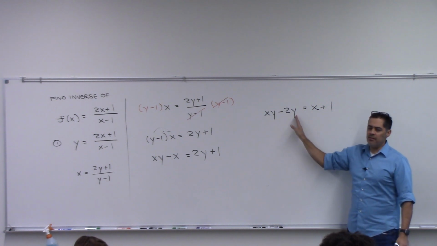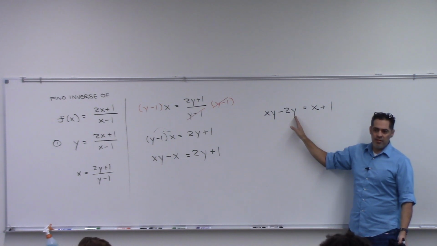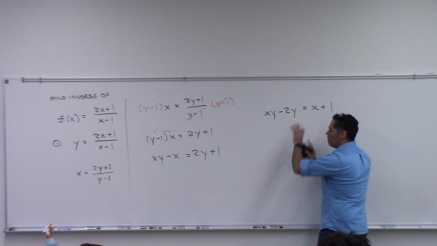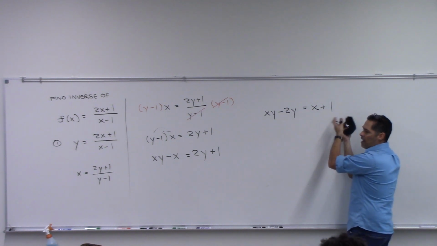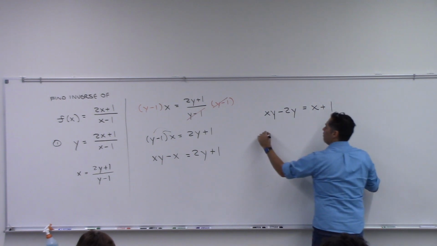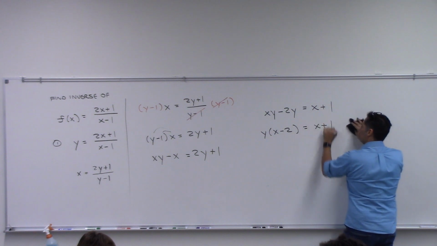What do these both have? Y. You have a GCF, don't you? Pull it out. That's why we do this. We get all the stuff with y's over there, stuff without y over here, because that guarantees that we're going to have a GCF. Our GCF is y. Pull it out. We have x minus 2, right? Equals x plus 1.